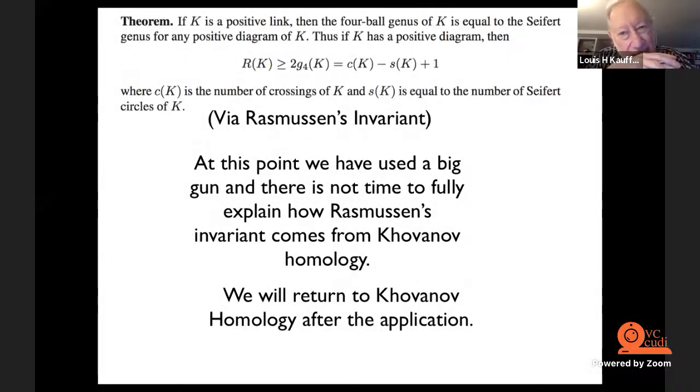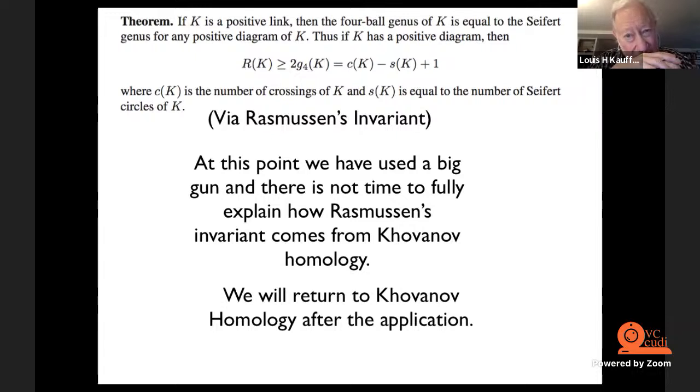So if you have a positive link, then the four-ball genus of the link is equal to the Seifert genus for any positive diagram of K. So the Seifert genus actually is equal to the genus under certain special conditions, positive link. But these include a lot of knots that we might be interested in for physical reasons, like torus knots. If you take the right mirror image of a torus knot, it'll be a positive knot. And you can draw lots of positive knots, infinitely many of them.